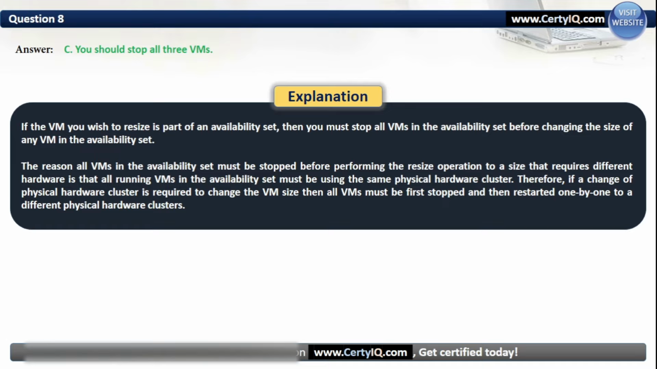If the virtual machine you wish to resize is part of an availability set, then you must stop all virtual machines in the availability set before changing the size of any virtual machine in the availability set. The reason all virtual machines in the availability set must be stopped before performing the resize operation to a size that requires different hardware is that all running virtual machines in the availability set must be using the same physical hardware cluster. Therefore, if a change of a physical hardware cluster is required to change the virtual machine size, then all virtual machines must be first stopped and then restarted one by one to a different physical hardware cluster.